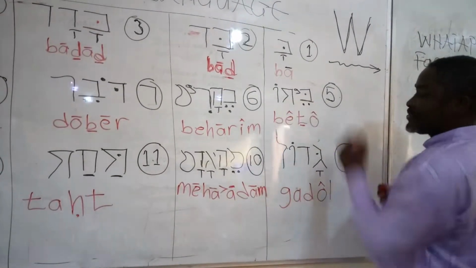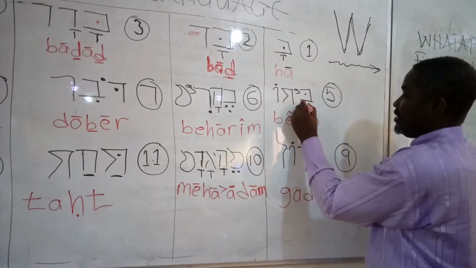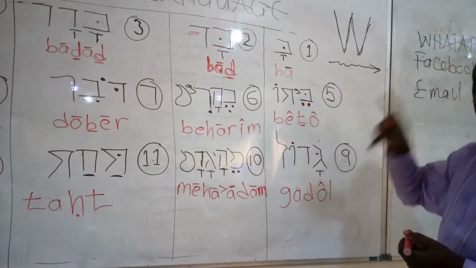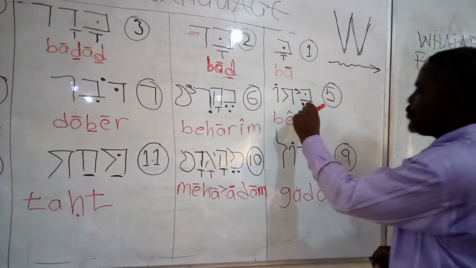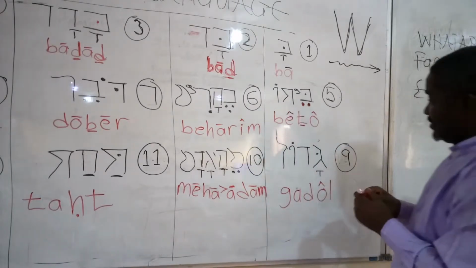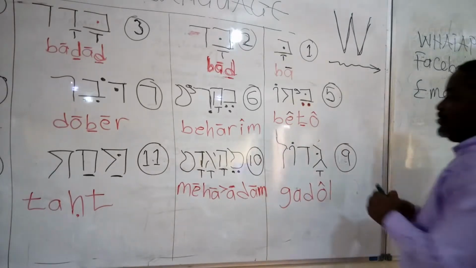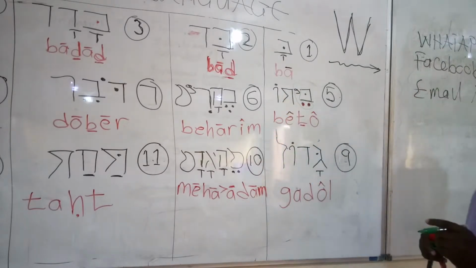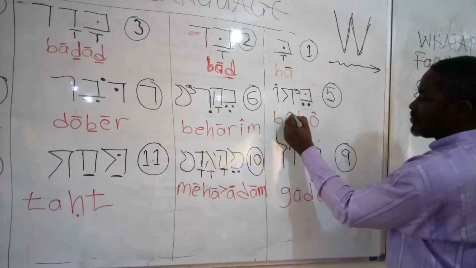You have bet, then you have a long tsere under. This is tsere. Tsere is a long vowel. So when you transliterate it, you put a sign. What you have in this place, these two placed together, is just a single letter, which is an E, but with a long sign on top of it.